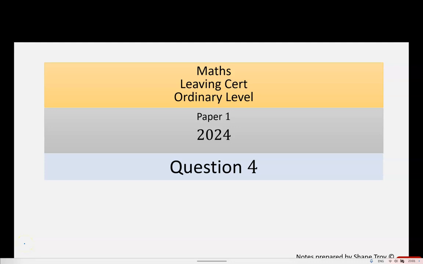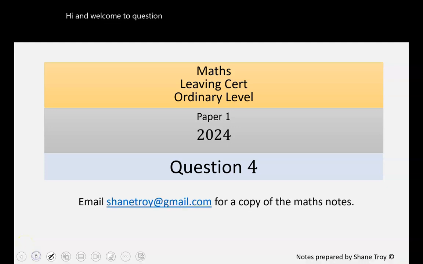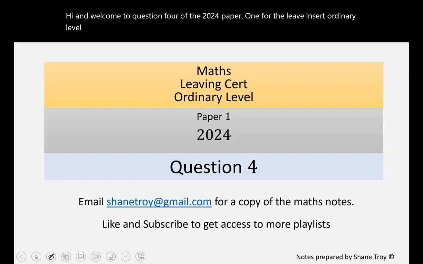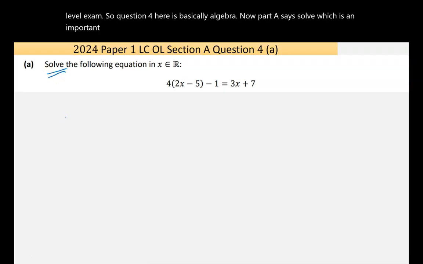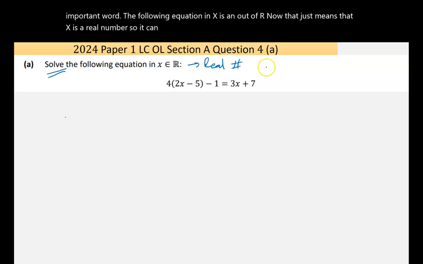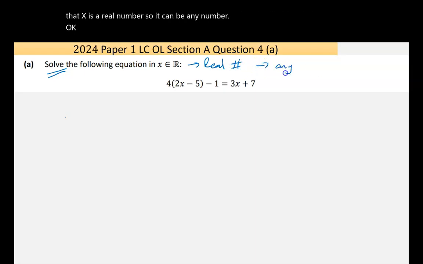Hi, and welcome to question 4 of the 2024 paper 1 for the Leaving Cert Ordinary Level exam. Question 4 here is basically algebra. Part A says solve, which is an important word, the following equation, x is an element of R. That just means that x is a real number, so it can be any number. So that's kind of irrelevant.